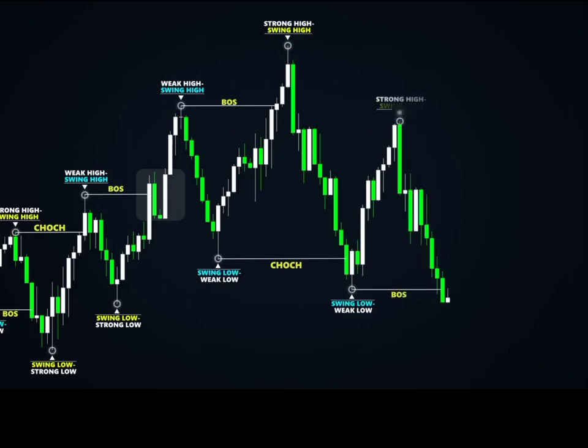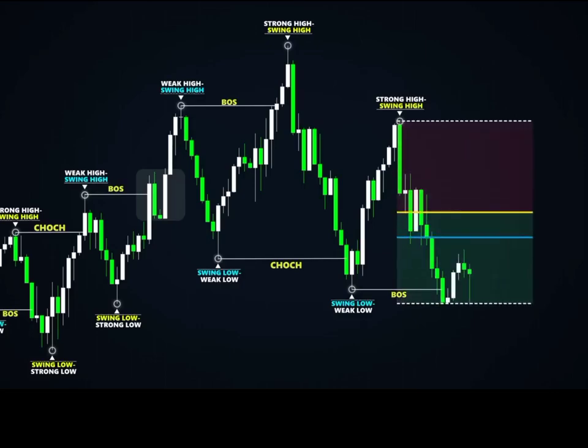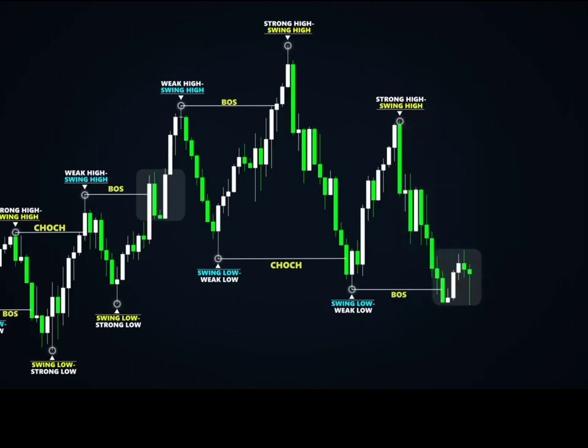So, we mark the new strong high, which is the highest point before the break. Next, price pulls back slightly. Use your Fibonacci tool again from the strong high to that small pullback. This time, price doesn't reach the 38.2% or 50%, so it's not a valid pullback. It's just a continuation move, and price keeps falling.